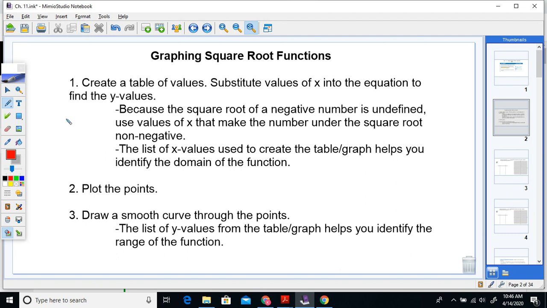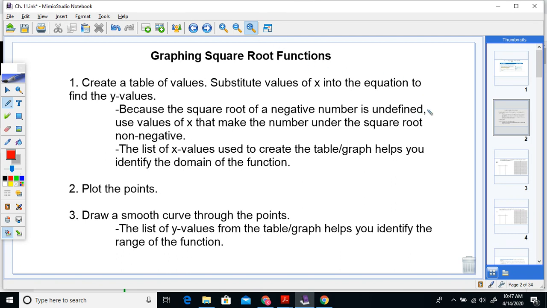So we're going to figure out what values to put in for x. We'll choose wisely the values that we put in for x since we are taking the square root of them. We'll talk about that as we go through examples. But after we create our table, just like we've always done, we're going to plot the points. We're going to notice that it's kind of a curve, so we're going to draw a smooth curve through the points. And then the list of y values, either in our table or looking at our graph, is going to help us identify the range of the function.